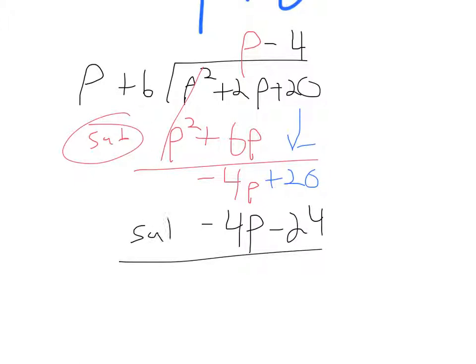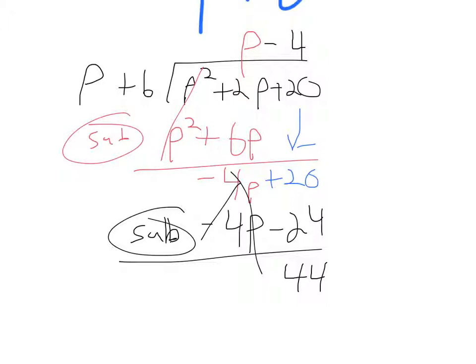And since we need to subtract to make negative 4p cancel out with negative 4p, that makes nothing. We have 20 subtracted by a negative 24. 20 subtracted by a negative means adding. So 20 plus 24 gives us 44.